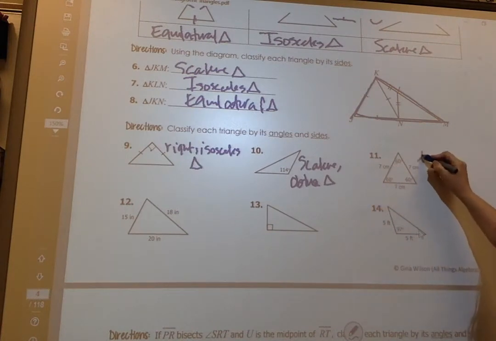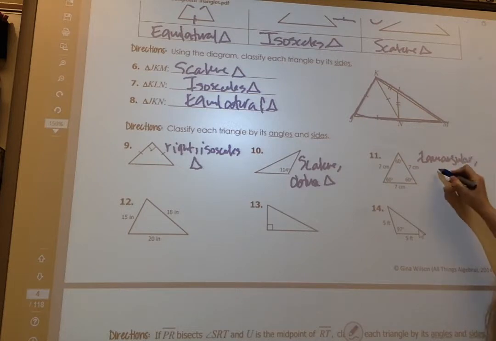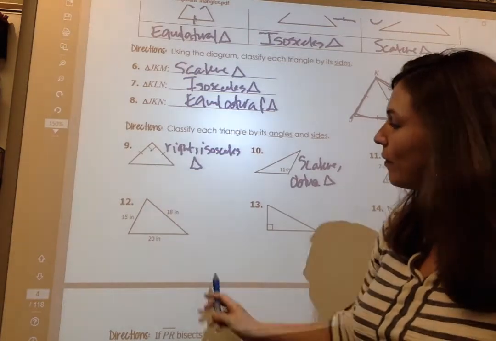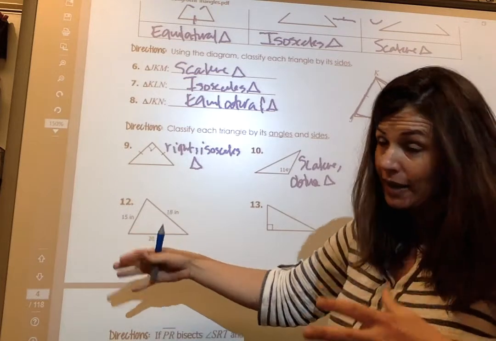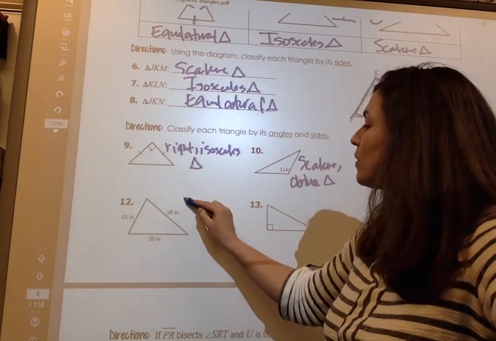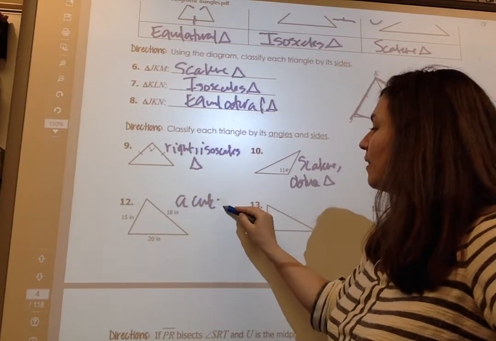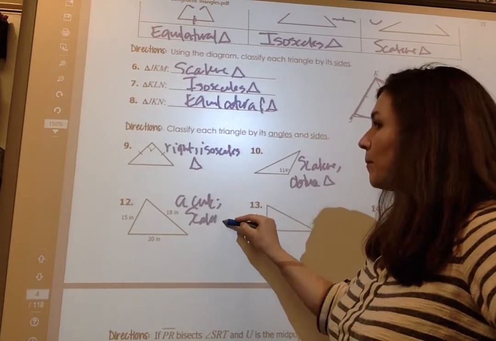Number 11 is equiangular, equilateral, triangle. All right. Number 12, I don't know anything about the angles. Well, the angles are all less than 90 because there's not one that's greater. So it's an acute scalene triangle.